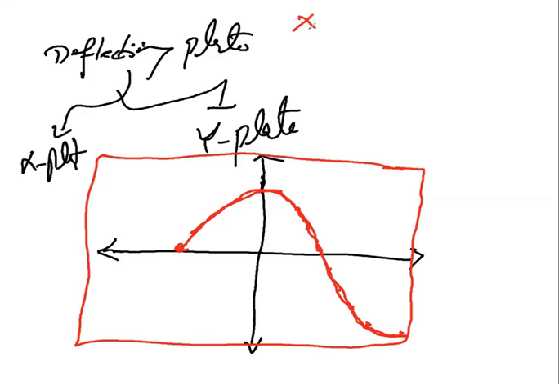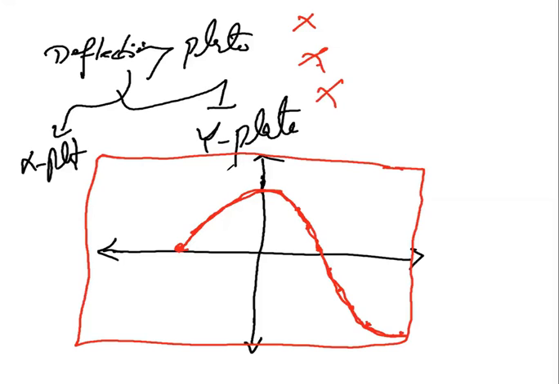If I increase this positive potential, then the electron will strike over here. If I decrease the potential further, then the electron will strike over here. So it means this plate is the Y plate. It changes the potential along the Y axis. Okay, I get it.